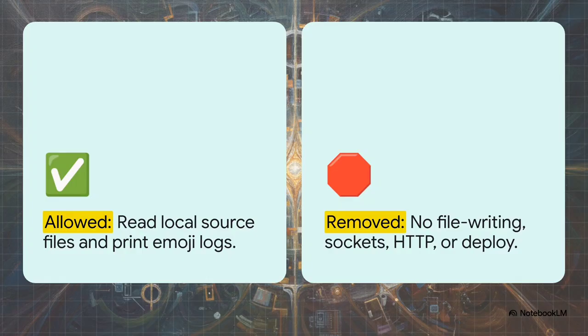Now, every piece of software has things it's built to do, right? But FractalFJewel is defined entirely by what it refuses to do. It's allowed to read its bounded local source files. It can print emoji log lines to the standard output, and it can compile its C99 demo. And that is literally it. The list of what's been removed or neutralized, well, that's where the real story is.